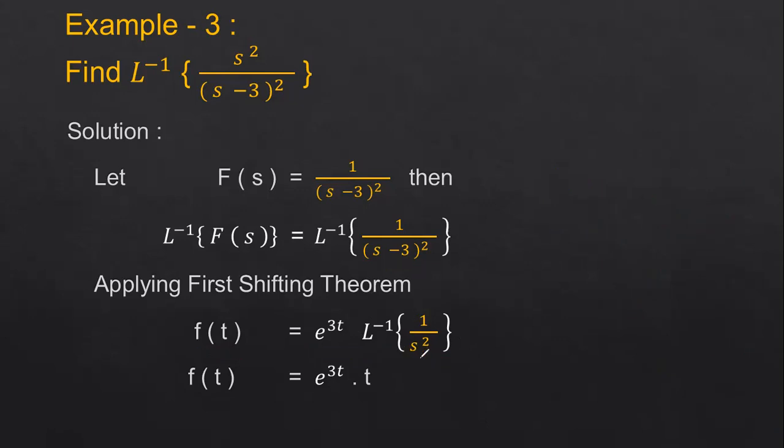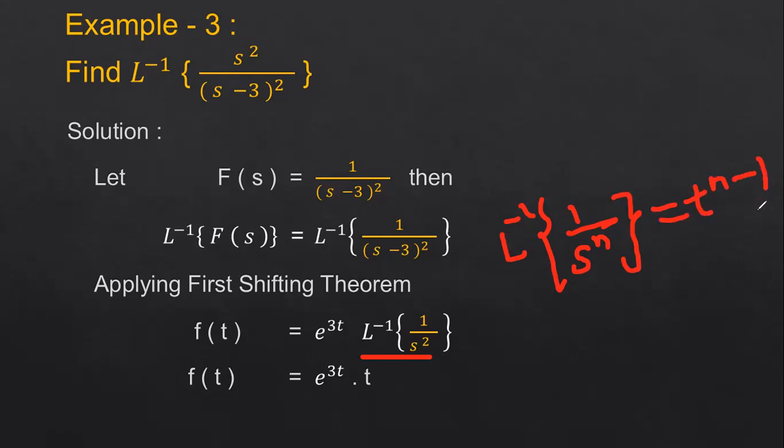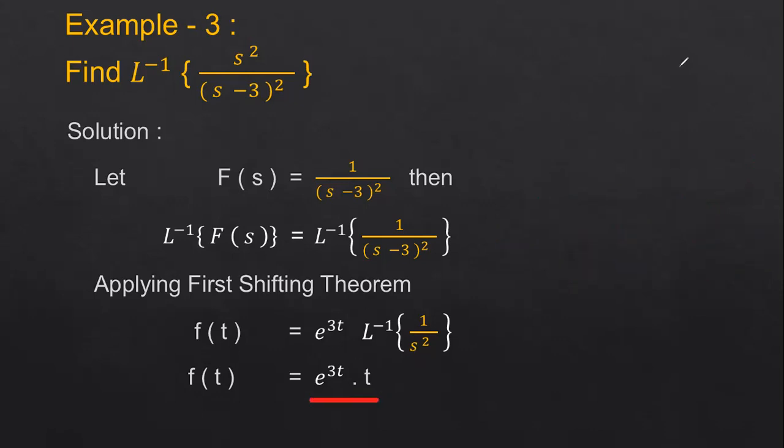So what is the Laplace inverse of 1 by s square? The formula for the Laplace inverse of 1 by s power n is t power n minus 1 by n minus 1 factorial. What is the n value here? 2. So 2 minus 1 by 2 minus 1 factorial, t power 1 by 1 factorial. That is nothing but t. So e power 3t into t. Okay, right.